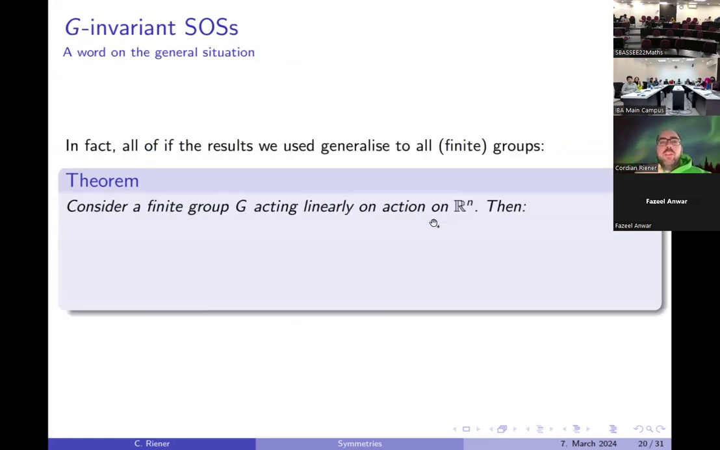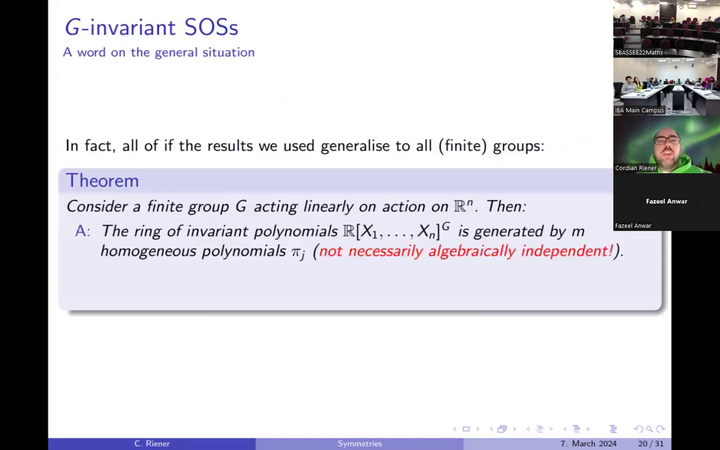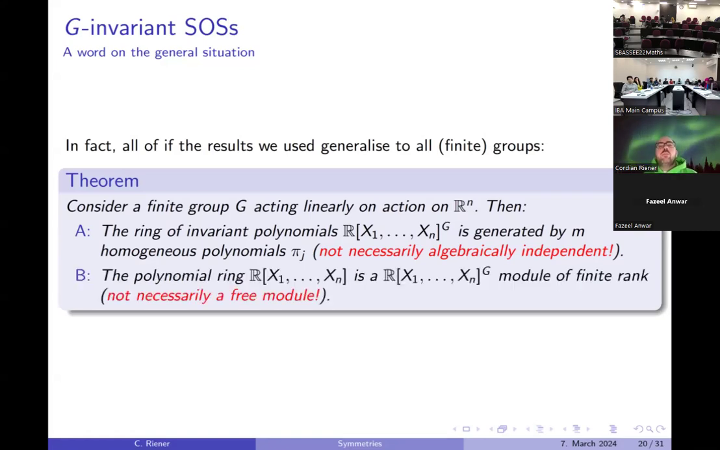Okay, so of course, all of these results generalize to finite and even more reductive groups. So you have a polynomial, we have already seen, the invariant ring is generated, not necessarily algebraically independent, but still by a finite number of homogeneous polynomials. And also we have seen that the polynomial ring is a module over the invariant ring, but now this is no longer a free module. So there are some problems here that make the whole thing less nice and a little bit more tricky to work with, because you no longer have freeness in all of these representations.